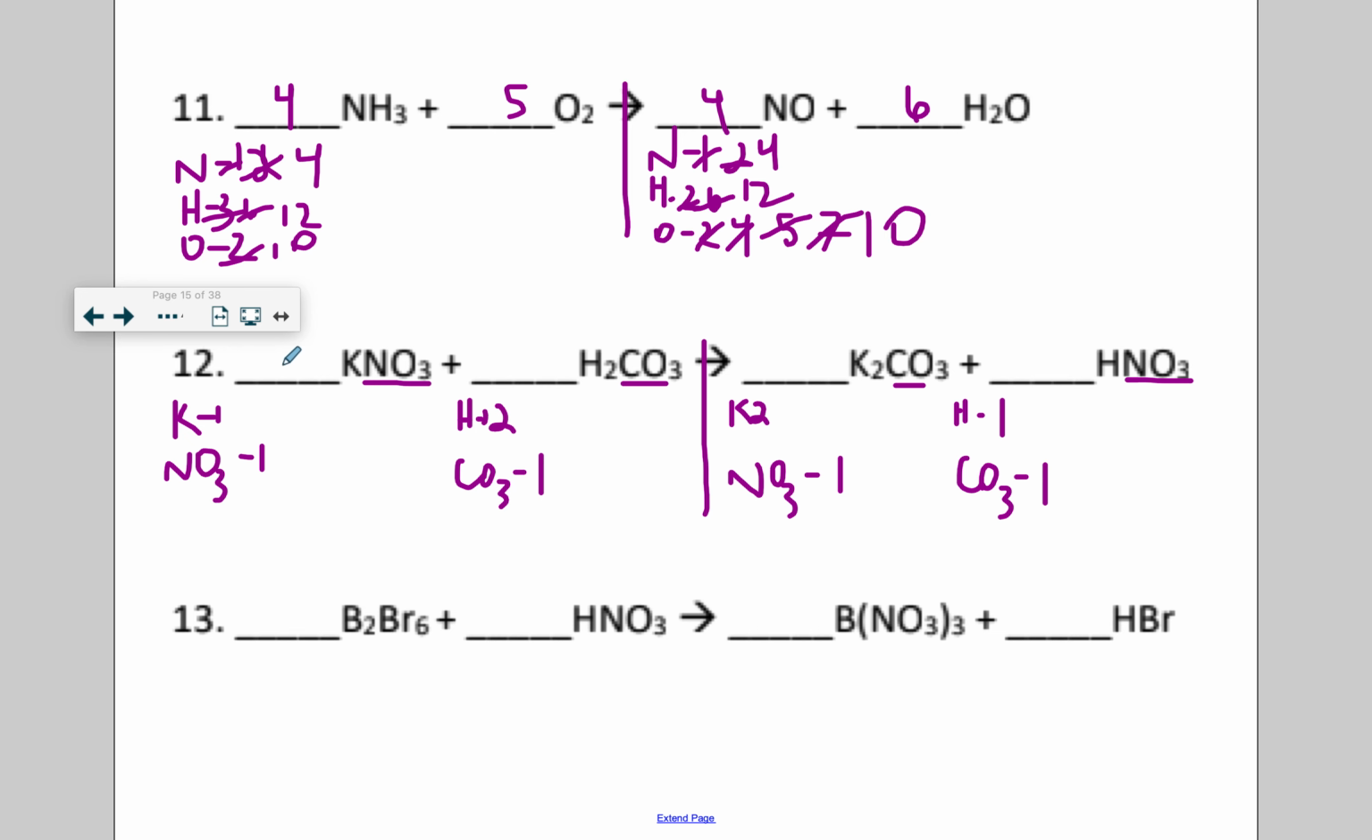All right, so should we just start with our Ks? Got 2 over here, 1 here, so I put a 2. It changes my potassiums to 2, but it also changes my NO3s to 2. So now my NO3s are unbalanced. So I have 2 over here. Let's try a 2 over here. So now I have 2 NO3s and 2 hydrogens, and we're balanced.